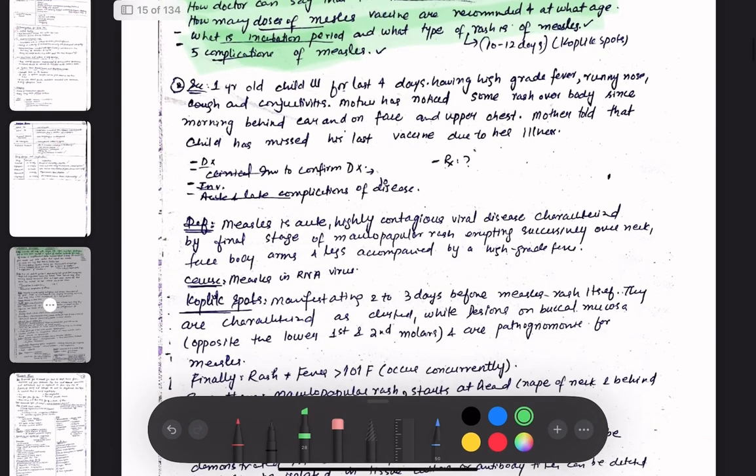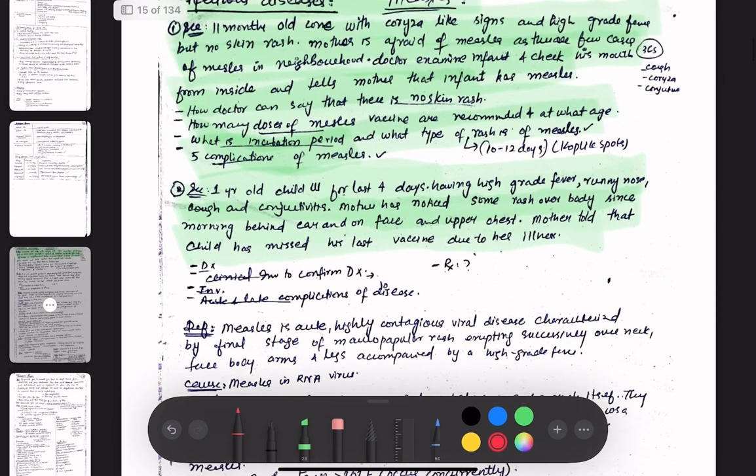Another scenario is that there is a 1-year-old child who has had fever for the last 4 days, and he is having runny nose and cough and conjunctivitis, and the mother has noticed some rashes over the body since morning, behind the ear and on the face and upper chest. Mother told that the child has missed his last vaccine due to her illness.